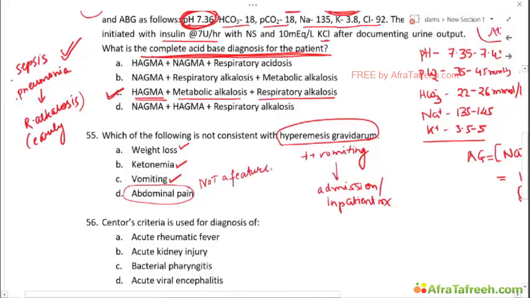If any patient presents and you suspect hyperemesis, but she has abdominal pain, you should consider an alternate diagnosis. It could very well be pancreatitis, it could very well be an acute coronary syndrome, it could very well be a pulmonary embolism, whatever, depending on the patient's overall picture, but its presence should raise an alarm in your mind, and hence this is the answer for this question.